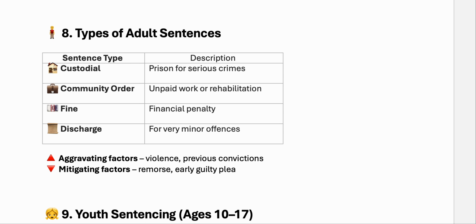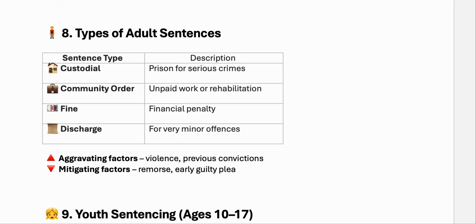Let's take a look at sentencing adults. So the types of sentence a judge can hand down for an adult offender would be a custodial sentence, and this of course is prison for very serious offences, perhaps a community order, which is unpaid work, or rehabilitation programmes perhaps. Then fines, which is paying money out, and discharges. That means there's basically no further action, so that would be for very minor offences.